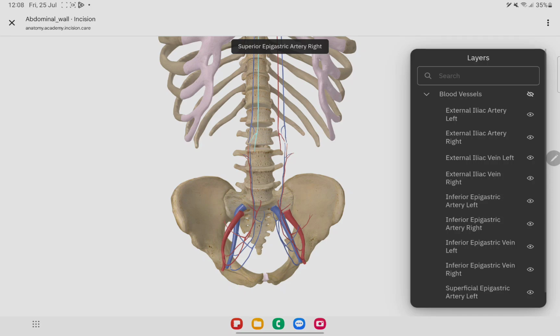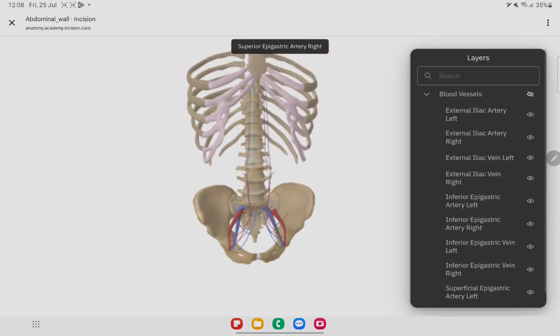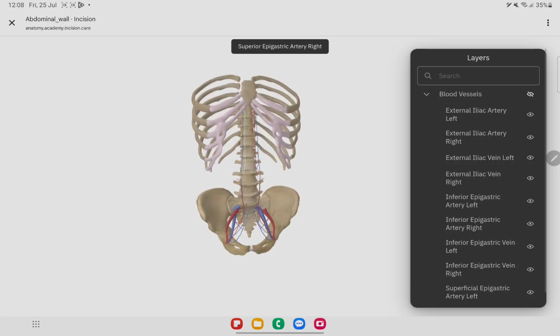So I hope you got benefit from this video to see the course and the branches of the tributaries of external iliac vein and the branches of external iliac artery.